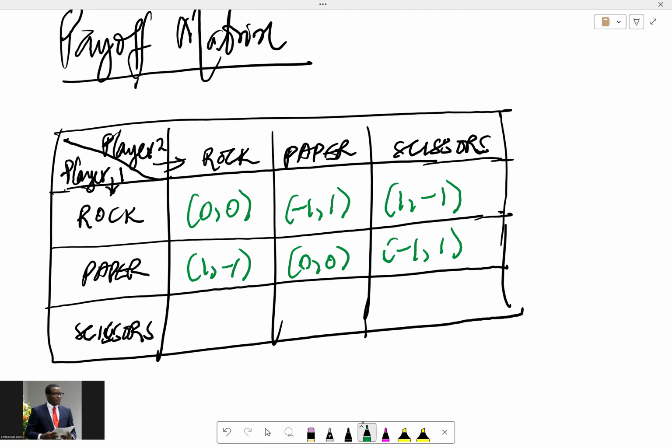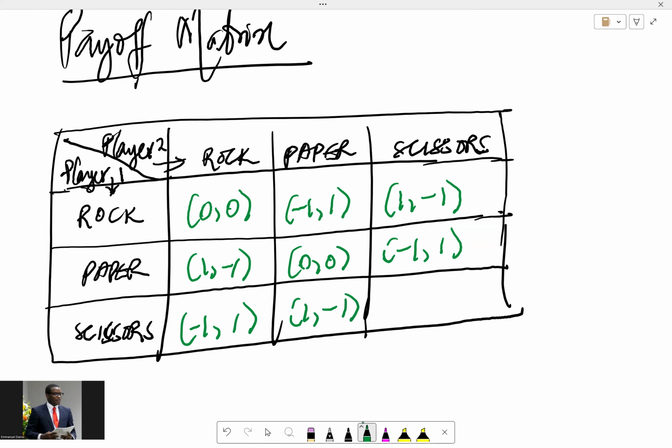Then just like we know, for scissors and rock, scissors loses to rock. So player one goes -1 and player two gets one. Okay. Then if you have scissors and paper, scissors wins over paper. So player one gets 1 point, player two gets -1 point.